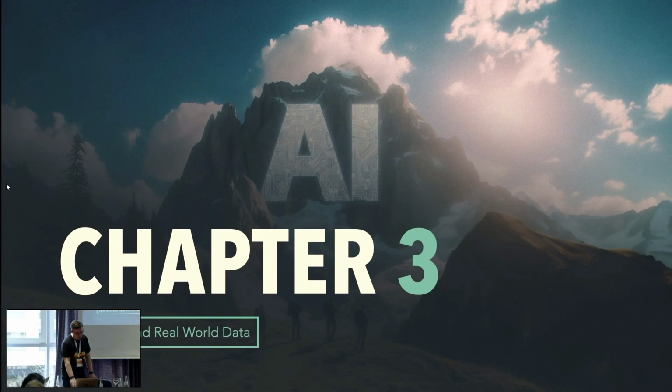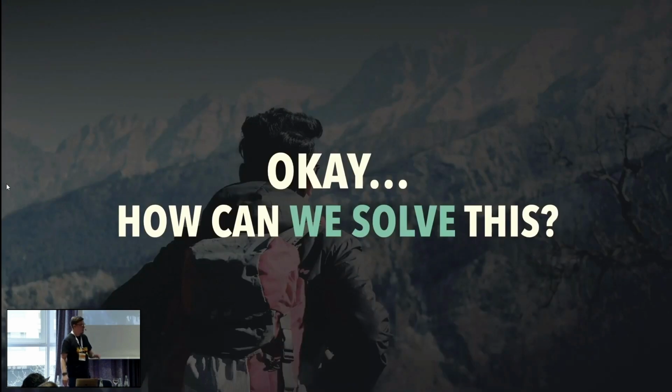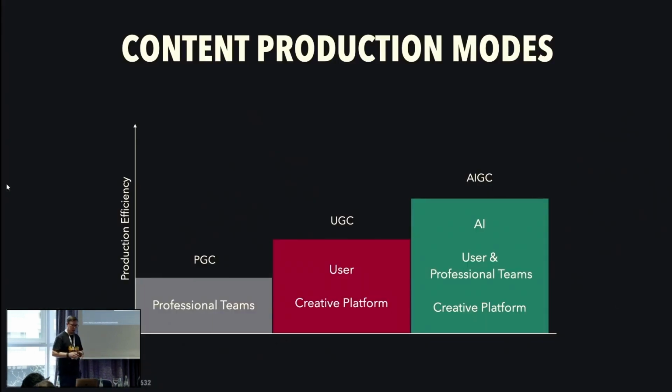So now let's hop into the third chapter and the last part of this presentation, where we're going to talk about synthetic and real-world data and how you can use this to maybe solve some of the problem, or at least parts of it. So if we're talking about AI-generated content, there are 3 different types of content generation. It's professional teams generating content, users generating content by using a creative platform, and AI-generated content is the combination. That's basically what this slide is saying.